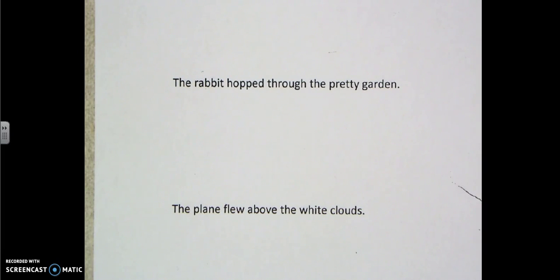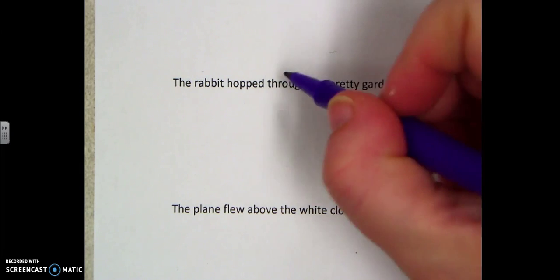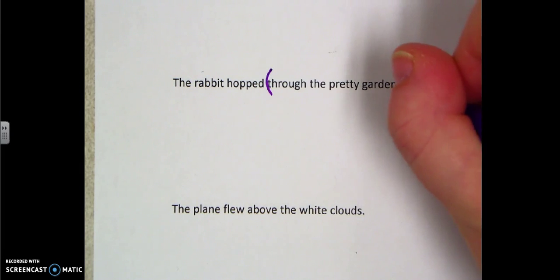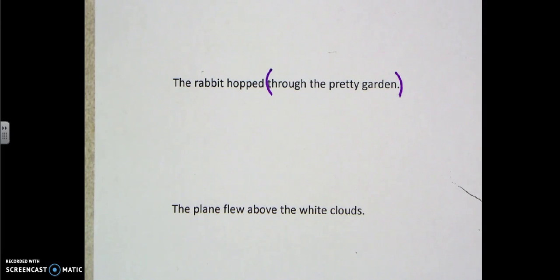Okay, let's go ahead and take a look at a sentence where the prepositional phrase is acting as an adverbial phrase, okay? So we'll take a look at number 4. The rabbit hopped through the pretty garden. Go ahead and let's put our prepositional phrase in parentheses. The rabbit hopped through the pretty garden. Looking at our preposition cheat sheet, we know that through is a preposition. We need our whole phrase. So we know that garden is going to be our object of the preposition. So through the pretty garden is our prepositional phrase. So we're left with the rabbit hopped.